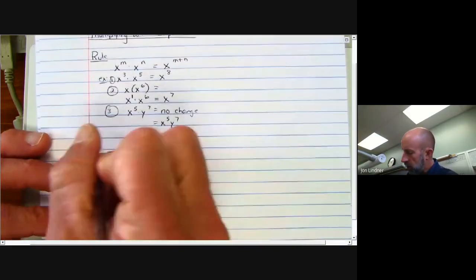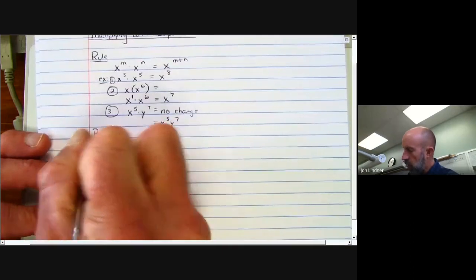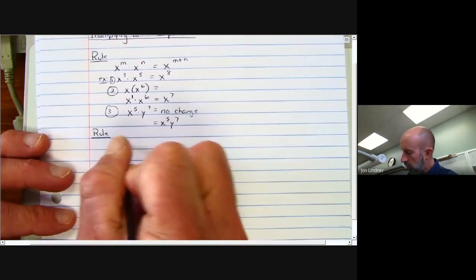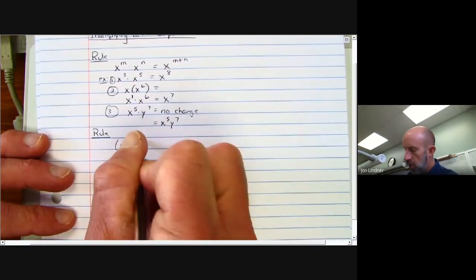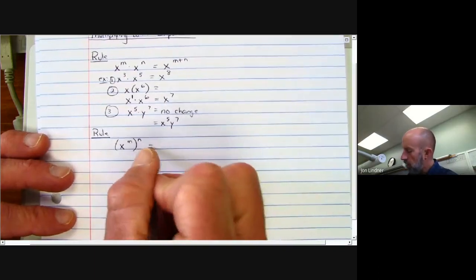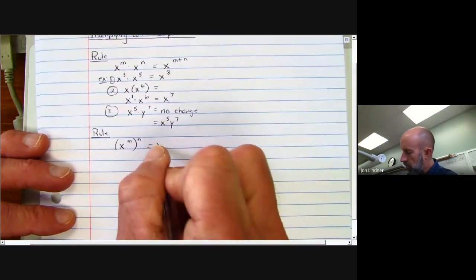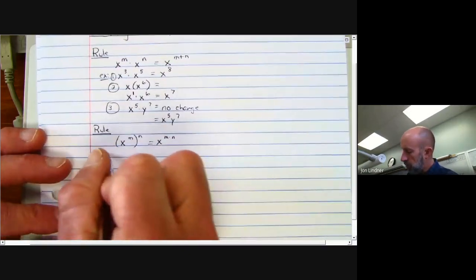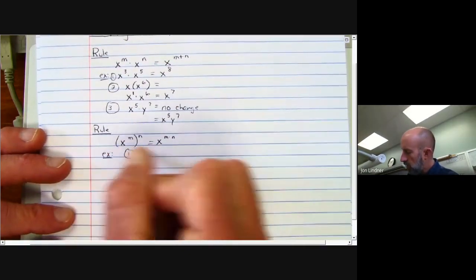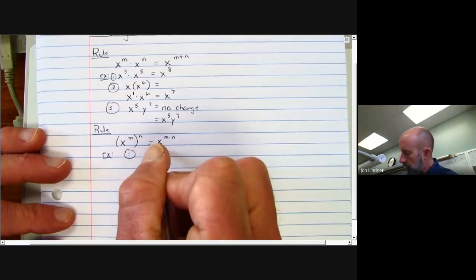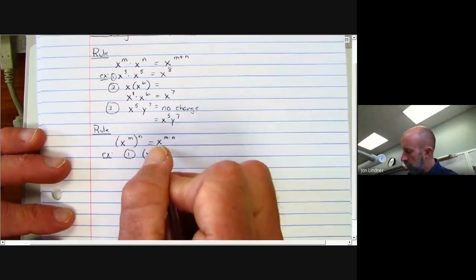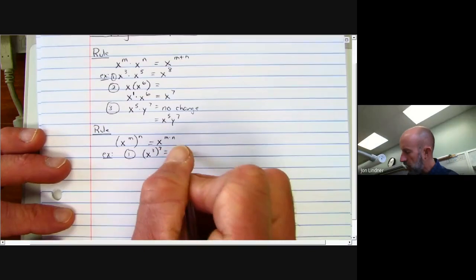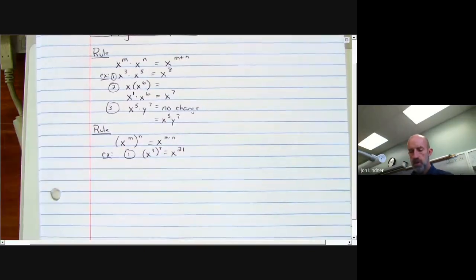Now, our next rule is the power to a power rule. If I have x to the m, all to the n power, then I multiply these powers, x to the m times n. So quite simply, first example, if I had x to the third, all to the seventh, that would be x to the 21st. All right.